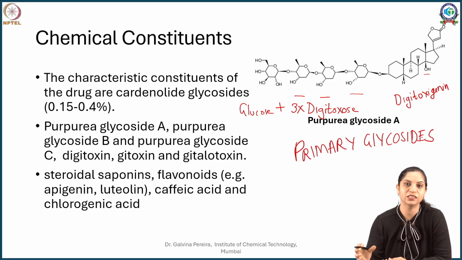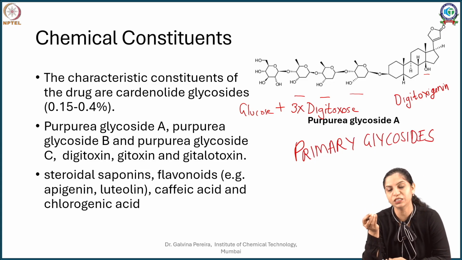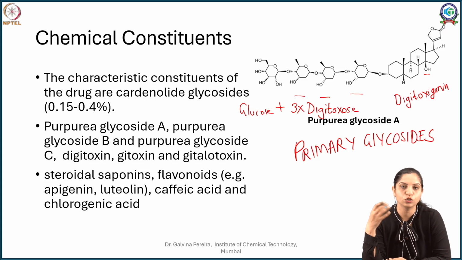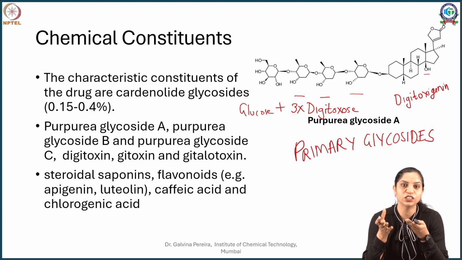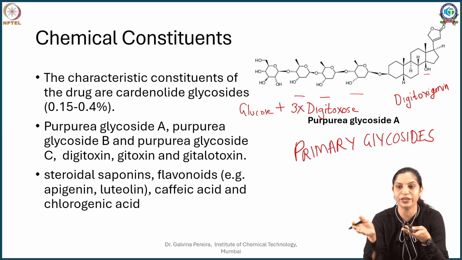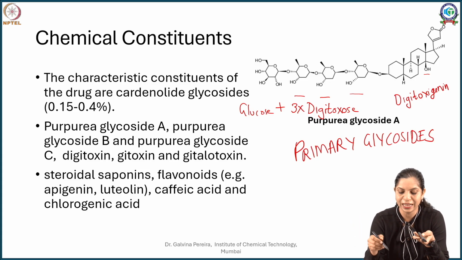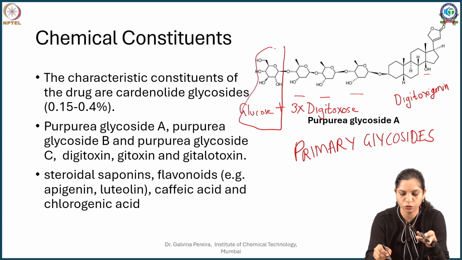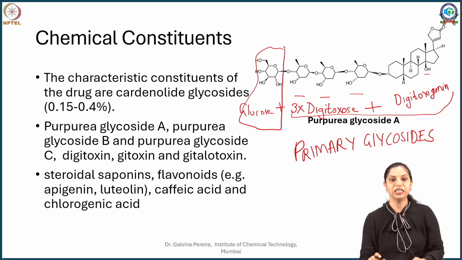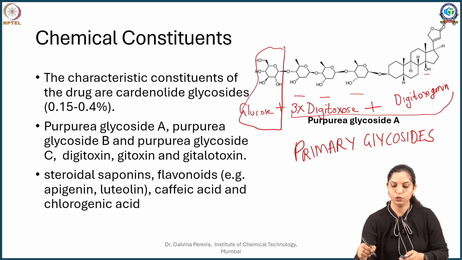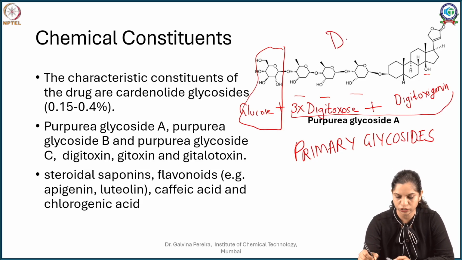Now what happens is there is also an enzyme present in this plant called digipurpurase. So whenever the drug is broken, ruptured or due to some mechanical effects the leaves are bruised, in that case the enzyme digipurpurase comes in contact with your purpurea glycoside and starts cleaving the sugar. So in the process you get this glucose being removed. So now you are left with 3 molecules of digitoxose sugar plus digitoxygenin, and this together is called digitoxin.